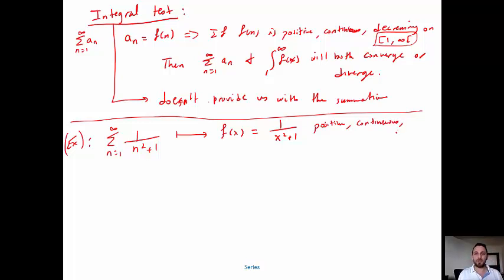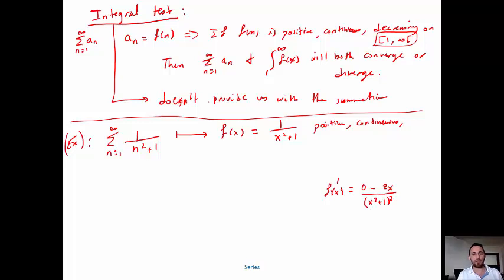Okay, and you need to check if it's decreasing. As you can see, if you replace 1, 2, 3, the function starts to decrease. It's very clear. If it is not clear for you, you need to find the derivative of the function. So the derivative of 1 is 0 multiplied by this, minus the derivative of x squared, which is 2x, multiplied by 1, over (x squared plus 1) all squared.